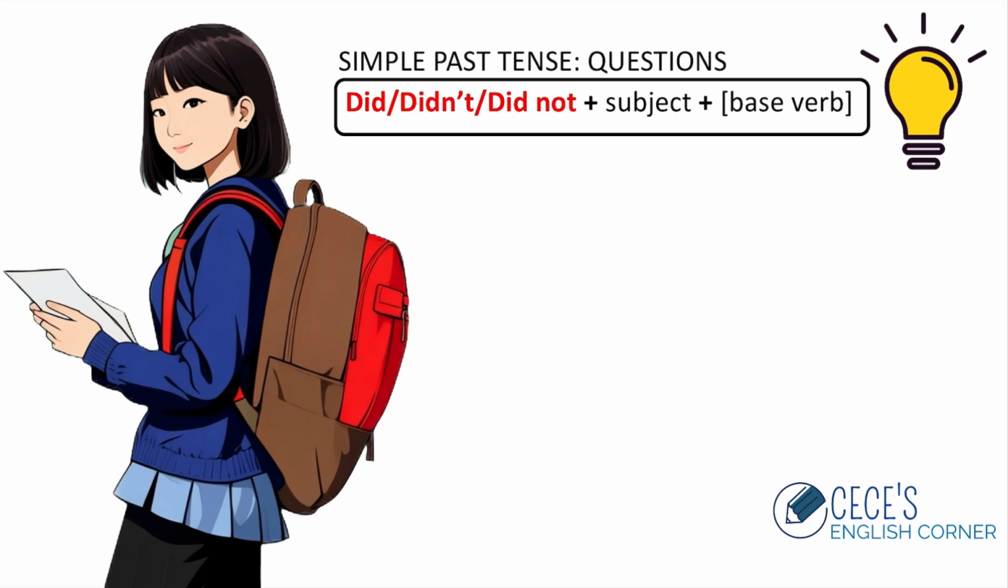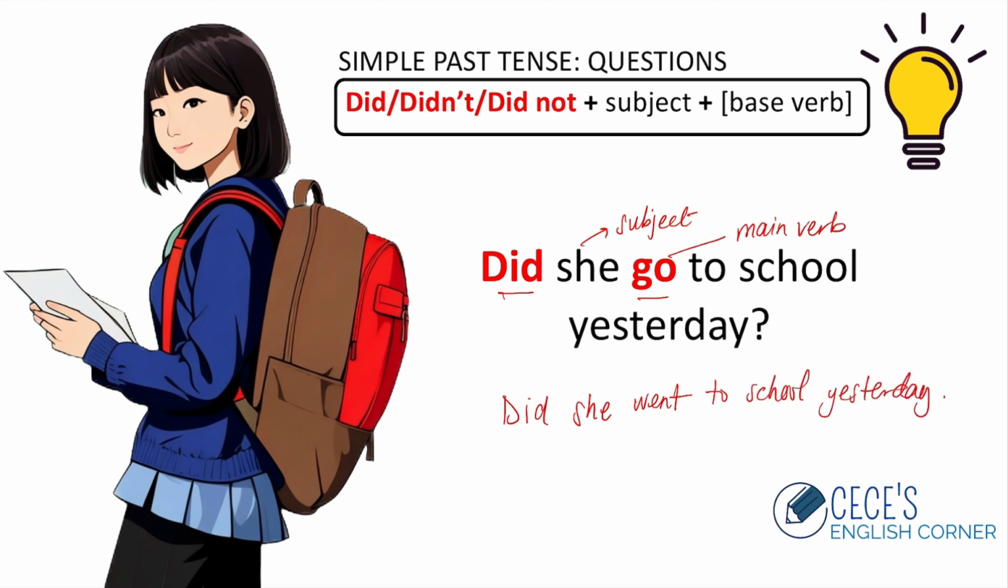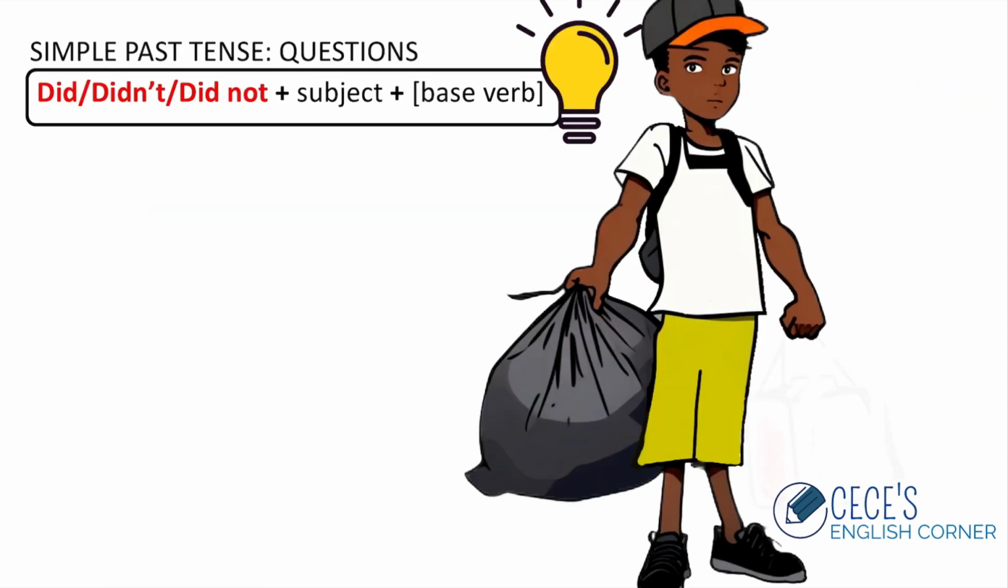So let's try an example. Did she go to school yesterday? So in this example, did is the auxiliary verb, she is the subject, and go is the main verb. It follows this pattern of did plus subject plus main verb. It would be incorrect to say, did she went to school yesterday? You've already made the verb past tense by using did, so it would be redundant or repetitive to make the main verb also past tense.